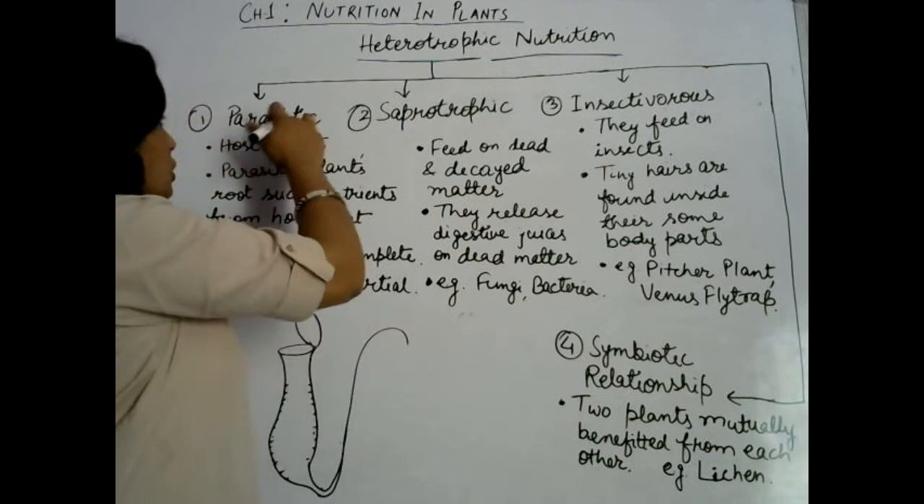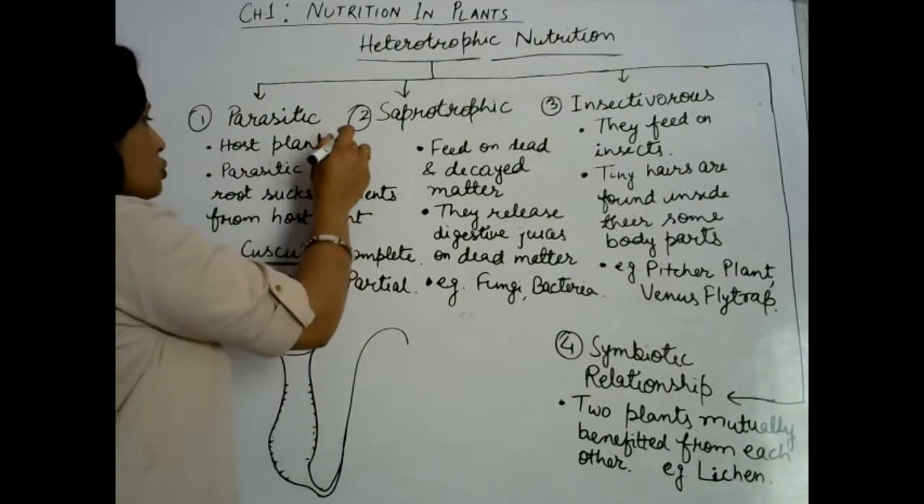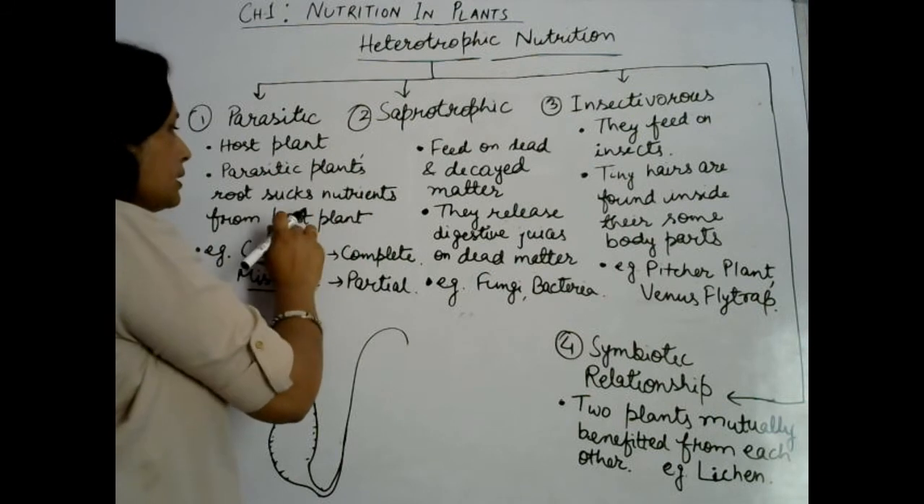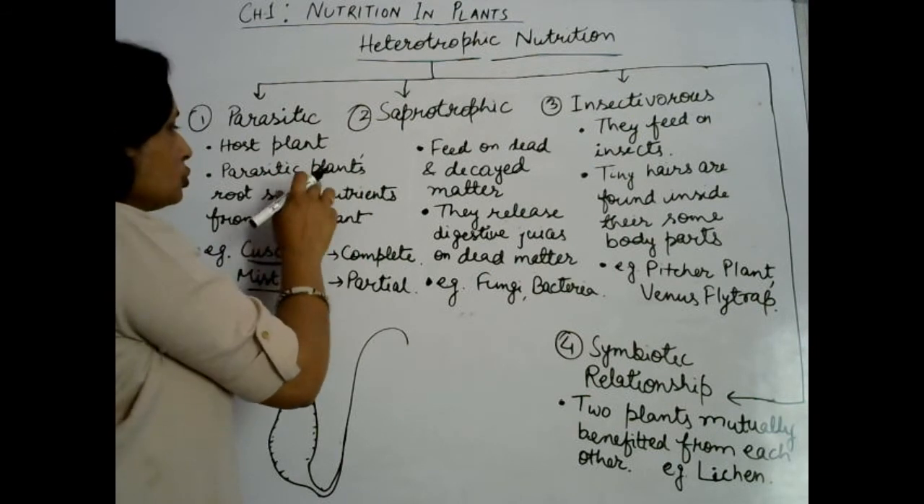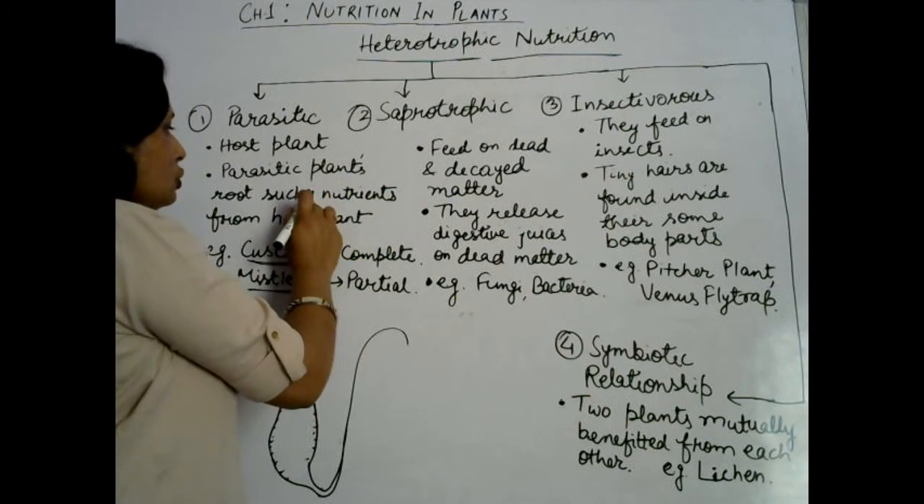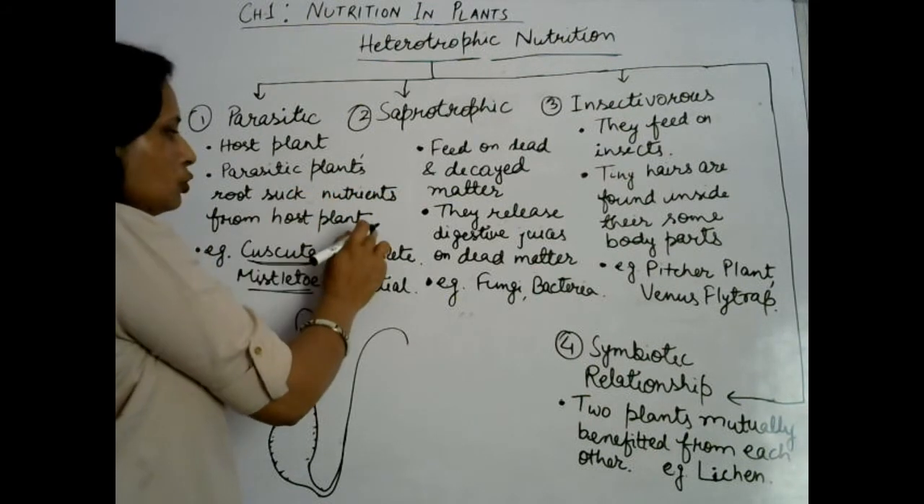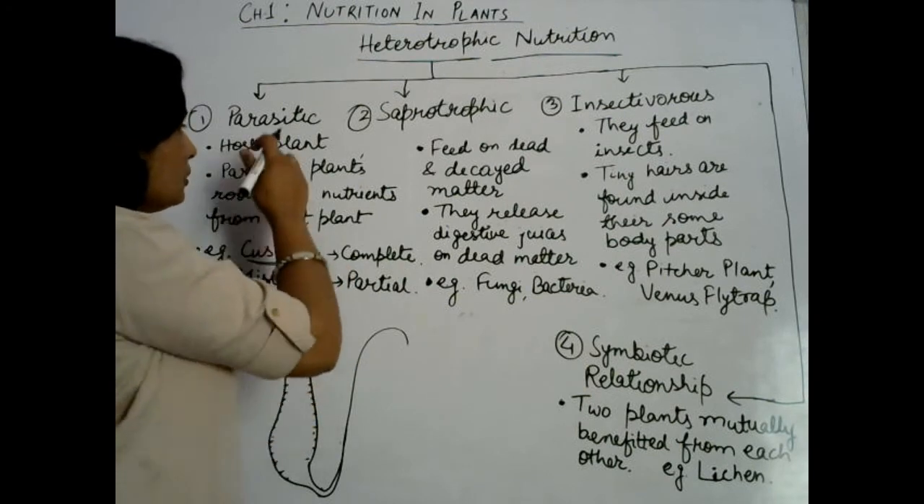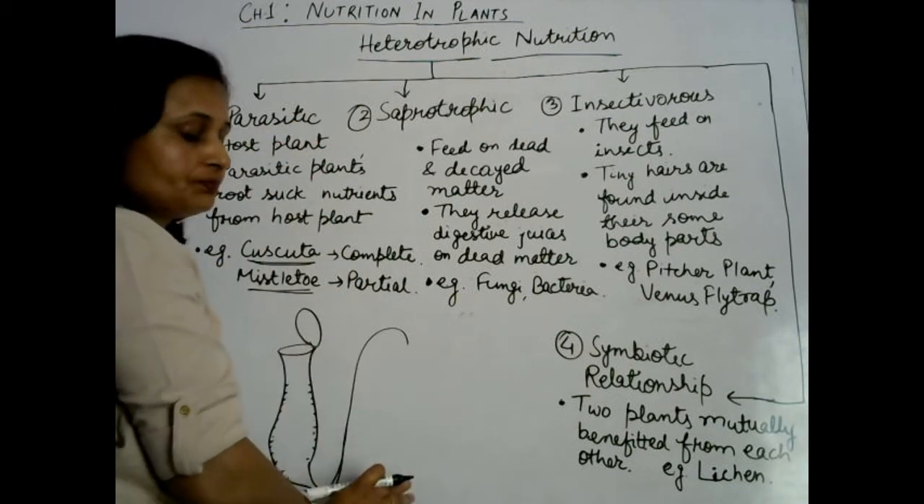So in the case of parasitic mode of nutrition, there is a host plant and there are some parasitic plants. The roots of those plants suck nutrients from the host plant. So this is parasitic mode of nutrition.